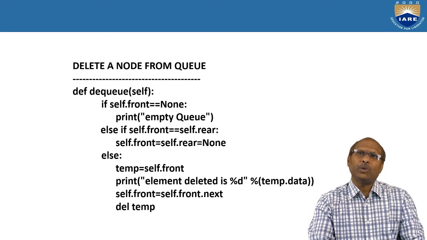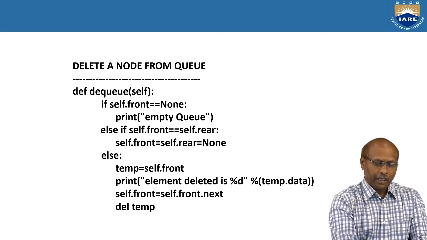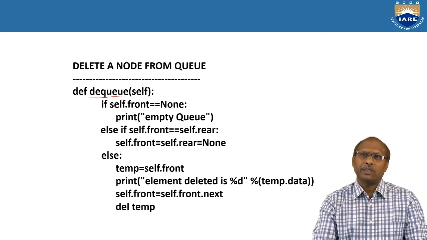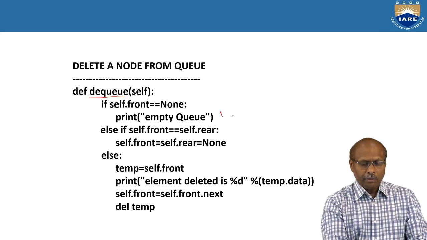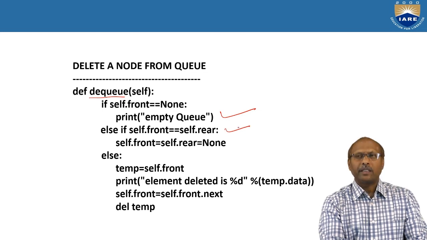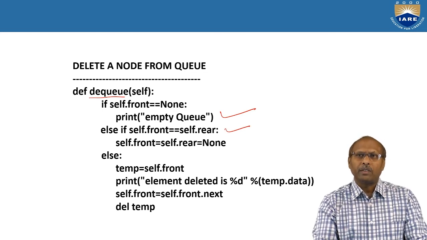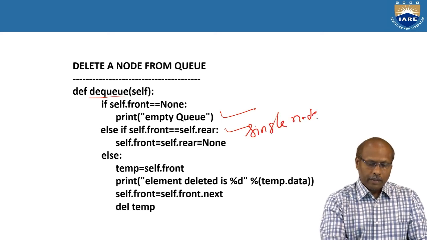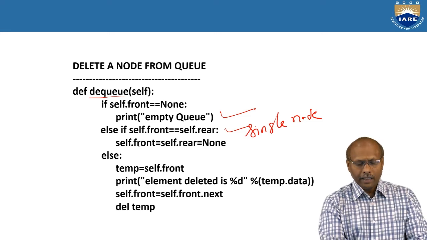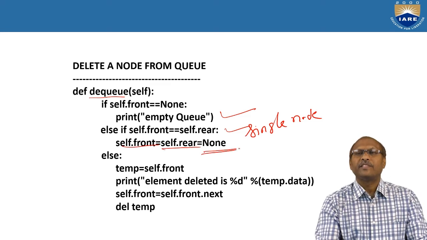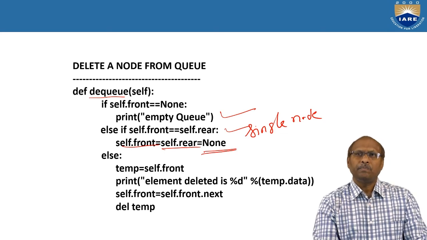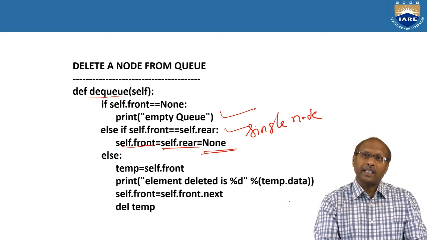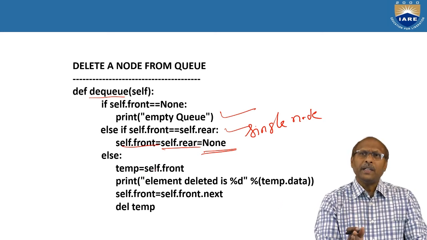Now when you want to delete a node from the queue, that operation is called dequeue. Remember the two important methods, enqueue and dequeue. If front is none, the queue is empty. If self.front and self.rear are equal, that means they are pointing to the same node, so only one node is there. This is the single node case. When there is a single node, that node will be deleted and front and rear become none. Else, if more than one node is there, that means front and rear are not equal. In that case, my front node data has to be removed.